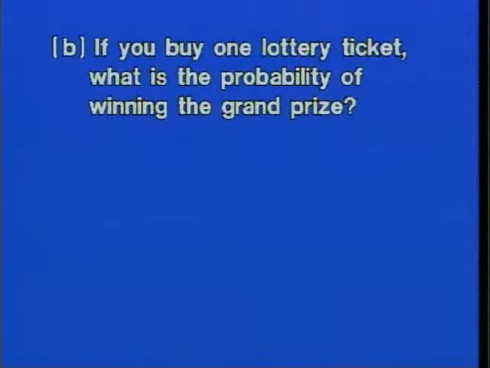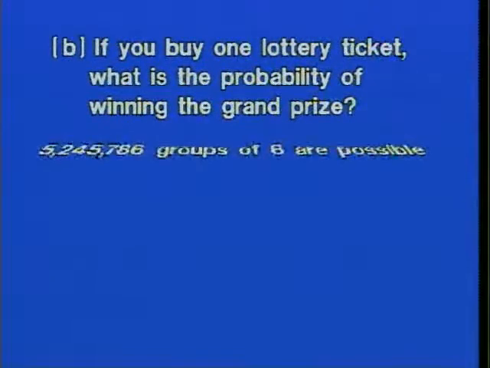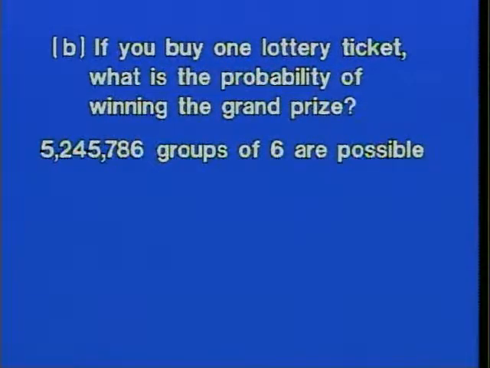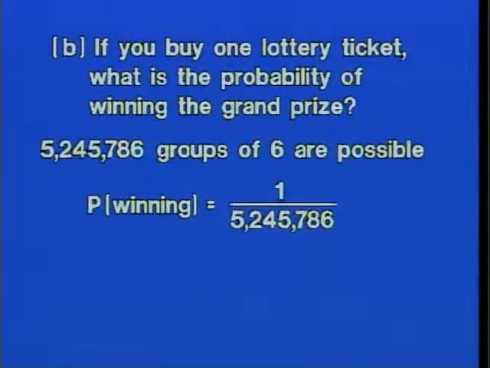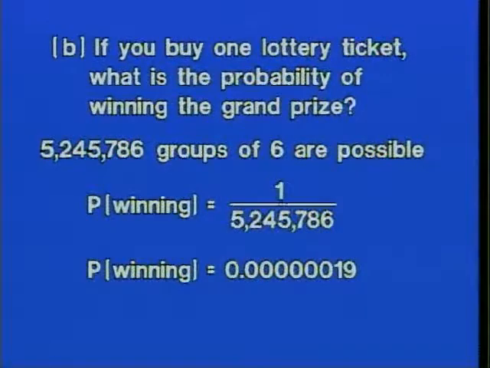The next part of the problem says, if you buy one lottery ticket, what is the probability of winning the grand prize? Bear in mind that this many groups of 6 are possible. So when we talk about favorable outcomes over possible outcomes, this 5 million some odd number represents the number of possible outcomes. And we've got only one ticket, so the probability of winning is 1 over that 5,245,786, which turns out to be this very long decimal. Notice how close this decimal number is to 0. 0 would imply that you cannot win. This number is extremely close to 0.